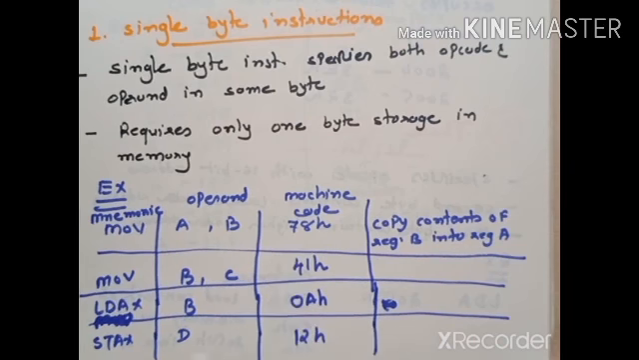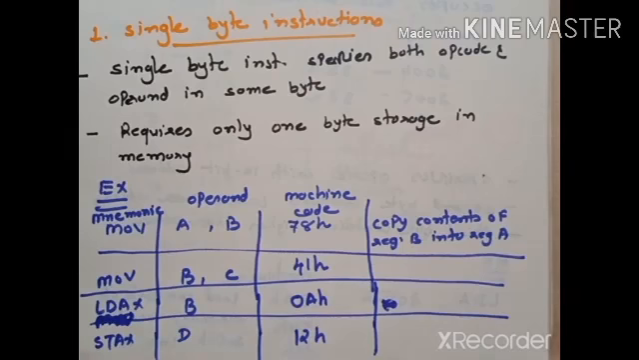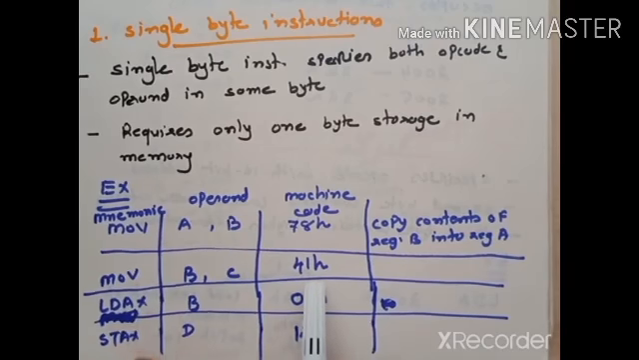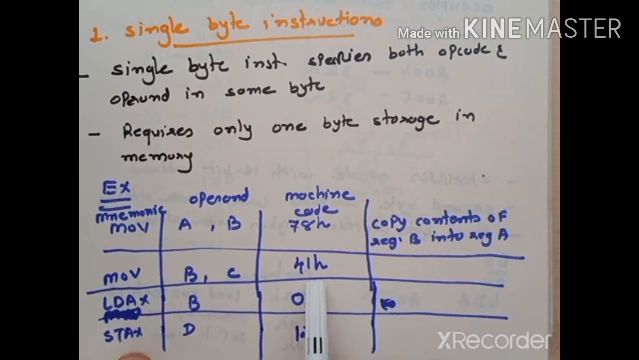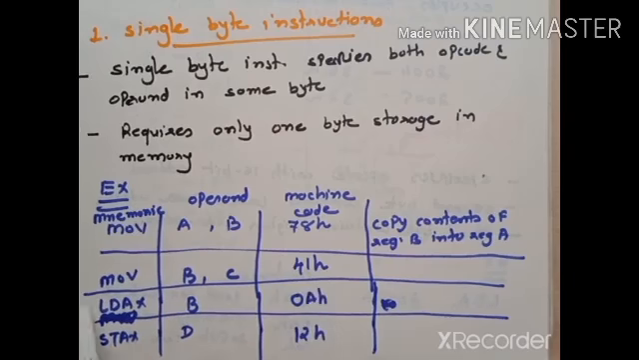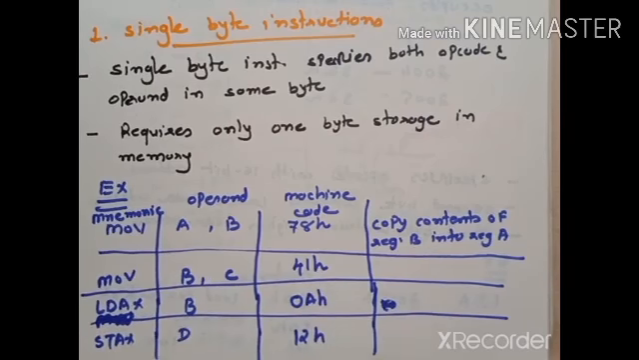Another example of a single byte instruction is MOV B,C. The hex code of that instruction is 41H. Then LDAX B, whose hex code is 0AH. That means it requires only 1 byte of storage capacity. STAX D, hex code of that instruction is 12H. It requires only 1 byte of storage in memory.